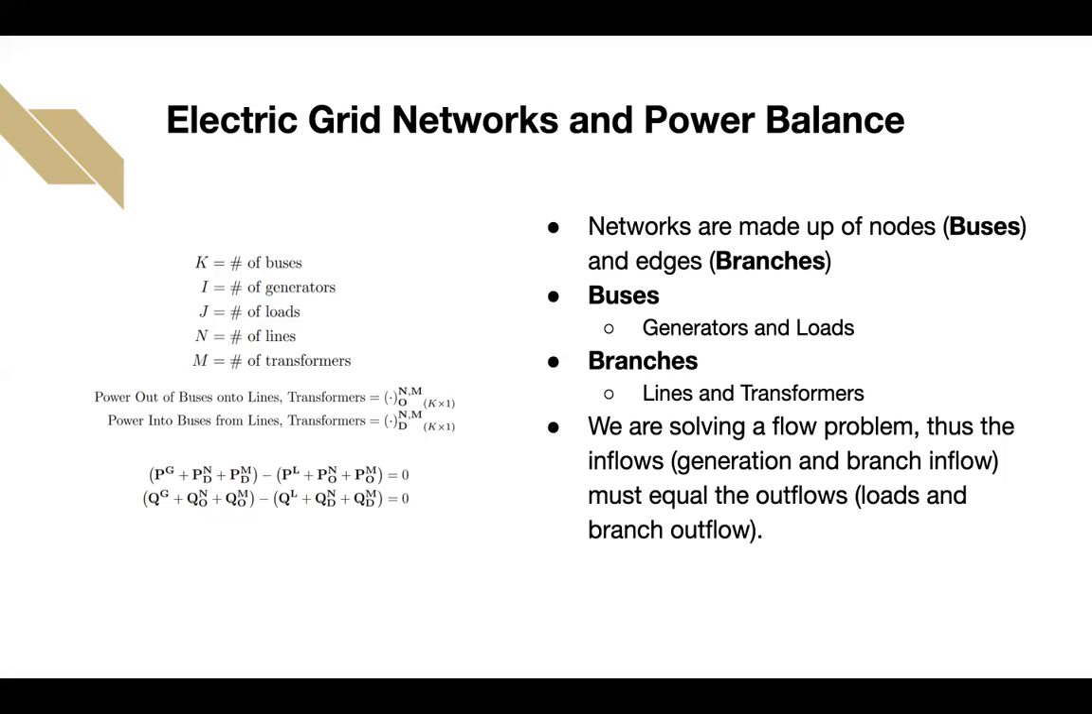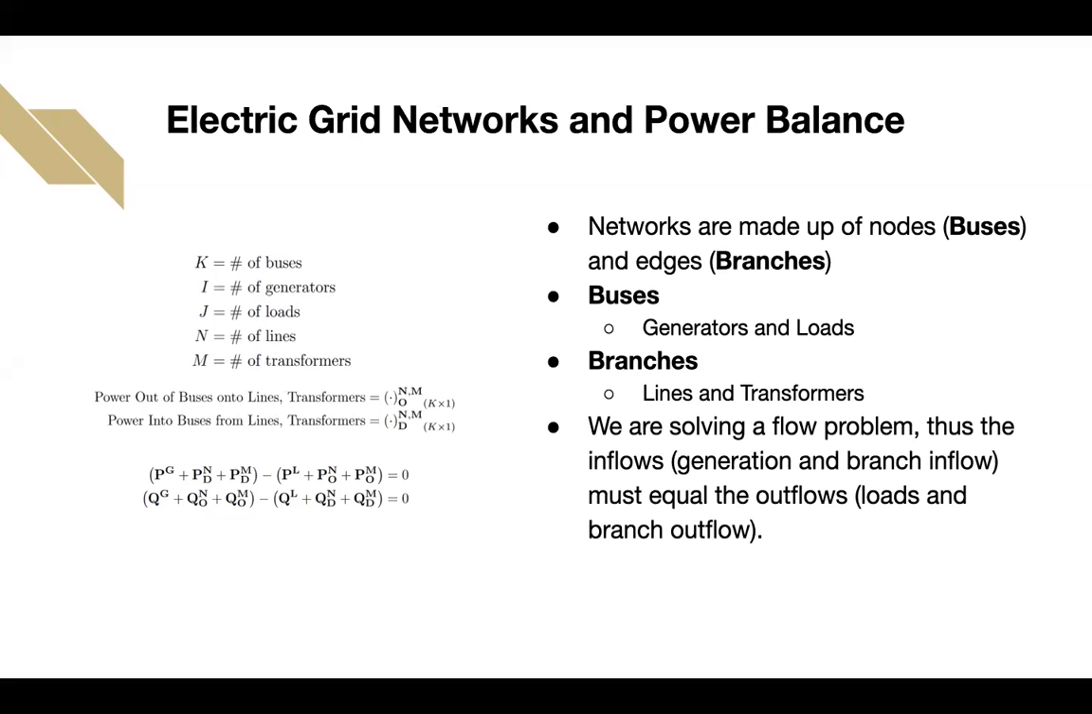Generators and loads are aggregated on a per bus basis when we're solving these problems. And so we're solving a power flow problem, which means that the flow into each bus must equal the flow out of each bus. You can see in these equations on the left, we have two sets of equations. That's because we're dealing with AC current, so we have a real power flow and a reactive power flow.